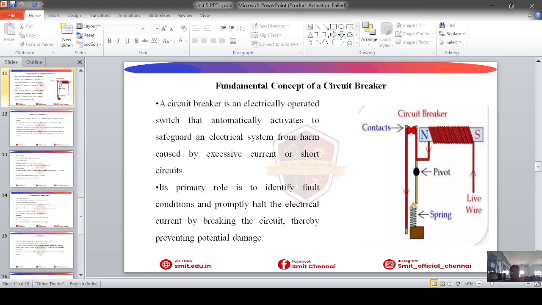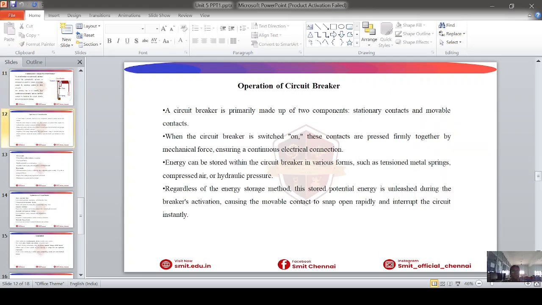Its primary role is to identify fault conditions and promptly halt the electrical current by breaking the circuit, thereby preventing potential damage. Operation of circuit breaker. In simple operation, during normal operation, contacts remain closed. During fault condition, stored energy causes quick separation of contacts. The circuit breaker is primarily made up of two components. We know that one is the stationary contact, another one is the movable contact.